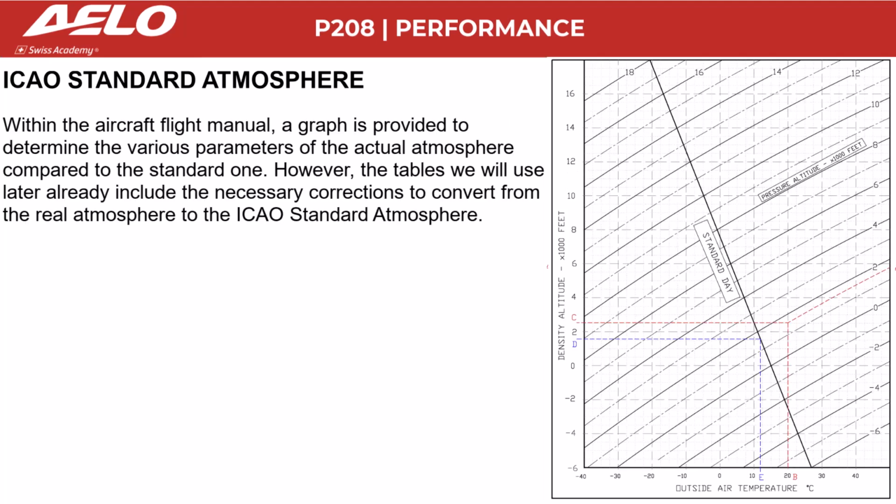Within the aircraft flight manual, a graph is provided to determine the various parameters of the actual atmosphere compared to the standard one. However, the tables we will use later already include the necessary corrections to convert from the real atmosphere to the ICAO standard atmosphere.